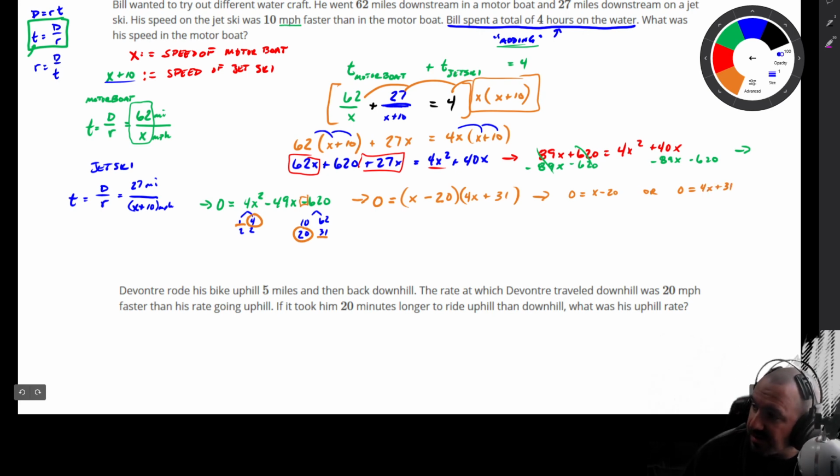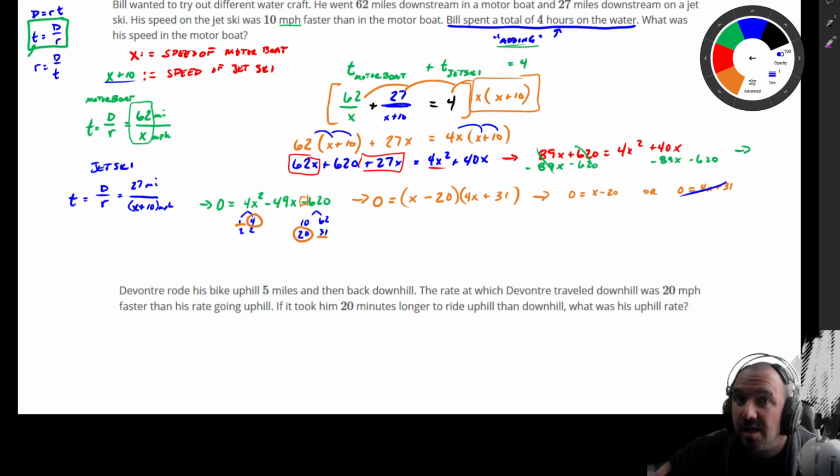Now, simple test. If I subtract 31 here, then I'm going to get a negative amount for my x. My x is the speed of the motorboat. It cannot be negative. That is not going to work. So I completely ignore that solution. That is called an extraneous solution. It has to do with the technique you used to solve the problem. It introduced a solution that was untrue. So that's why we have to double check these things.